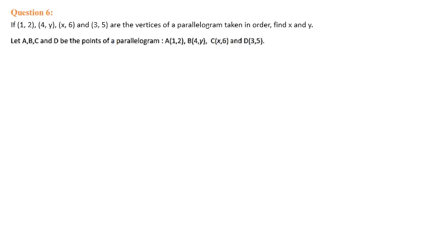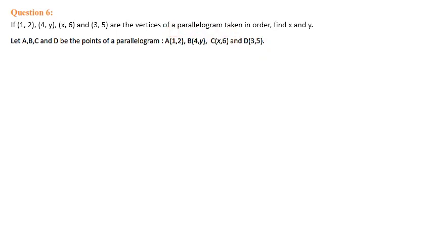Question number 6. If (1, 2), (4, y), (x, 6) and (3, 5) are the vertices of a parallelogram taken in order, find x and y. So let us assume that these 4 points A, B, C and D are the points of a parallelogram, that is A is (1, 2), B is (4, y), C is (x, 6) and D is (3, 5). Here if you join A, B, C and D, you will get a parallelogram.